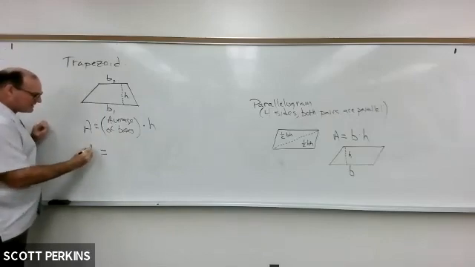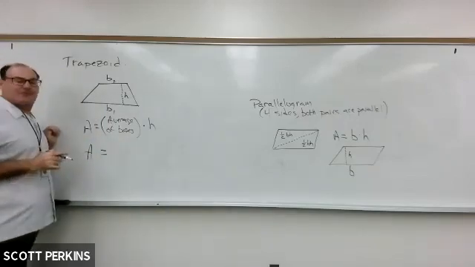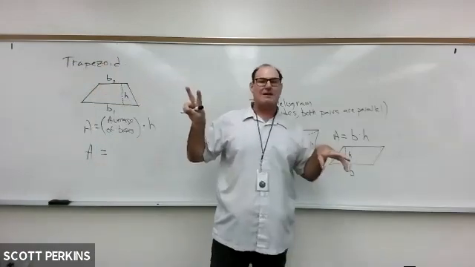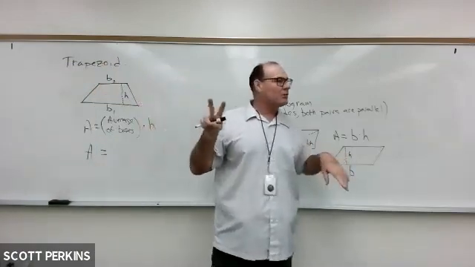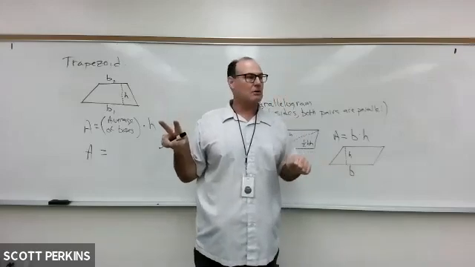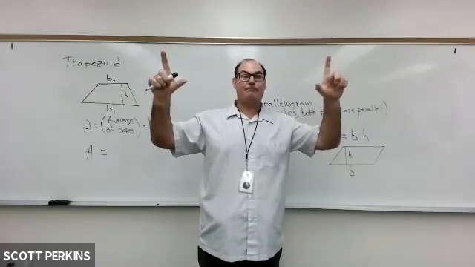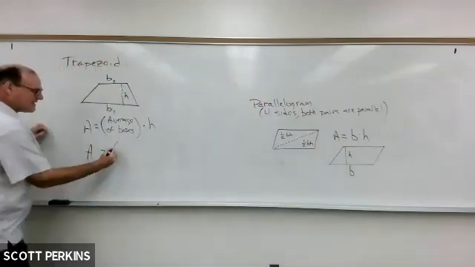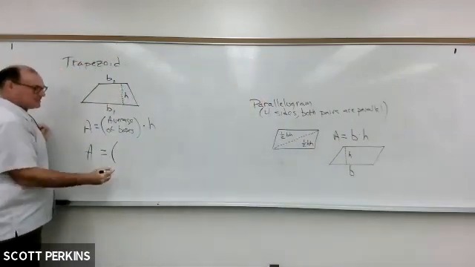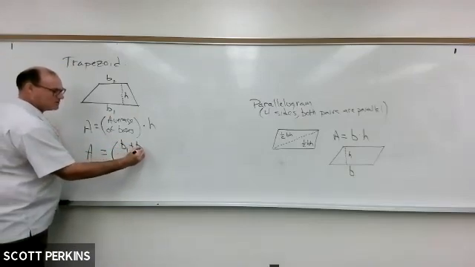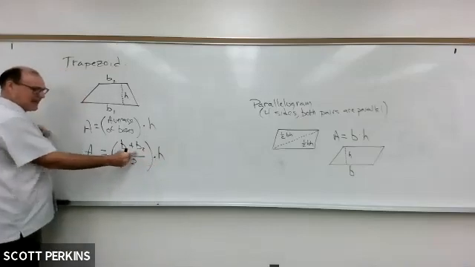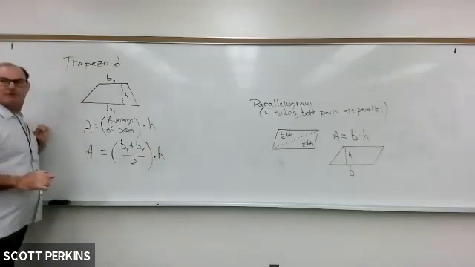Now, you might be thinking, what's the average? Or maybe you're thinking, how do I find the average? If I gave you two tests in this class and I said your grade is going to be the average of the two tests, what would you do to figure out your average? You add them up, divide by 2, right? That's what we would do. That's what we're going to do here. The average of the bases. I'm going to add the bases up. Base 1 plus base 2 divided by 2 times the height. That's the average of the bases times the height.